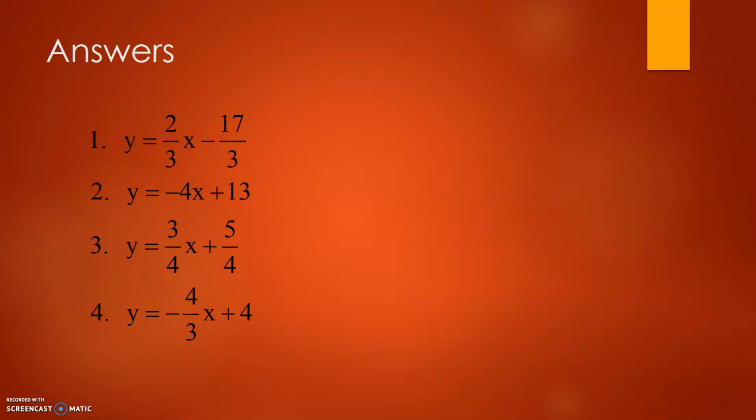So the first one, y equals 2/3 x minus 17/3. Number 2, the answer was y equals -4x plus 13. Number 3, y equals 3/4 x plus 5/4. And number 4, y equals -4/3 x plus 4.